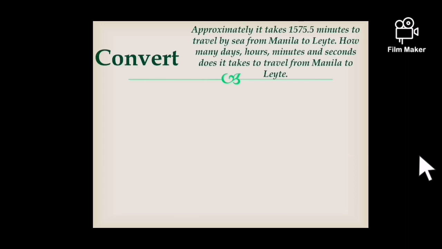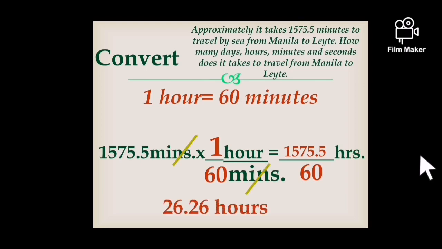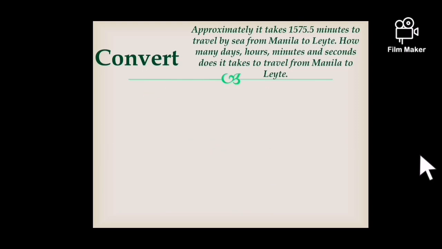Next. Approximately, it takes 1,575.5 minutes to travel by sea from Manila to Leyte. How many days, hours, minutes, and seconds does it take to travel from Manila to Leyte? So, 1 hour is equal to 60 minutes. So, 1,575.5 minutes times 1 is 1,575.5 divided by 60. So, the answer is 26.26 hours.